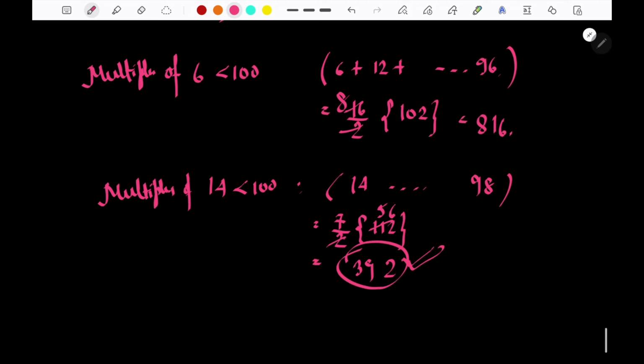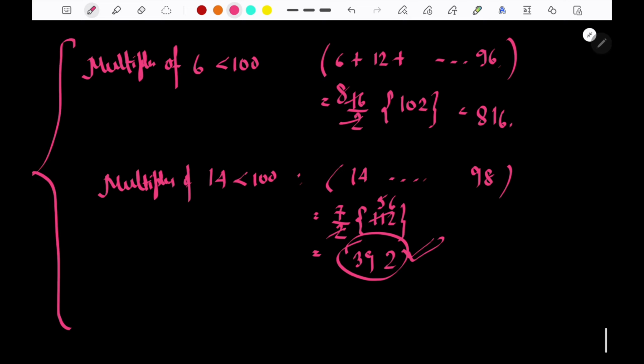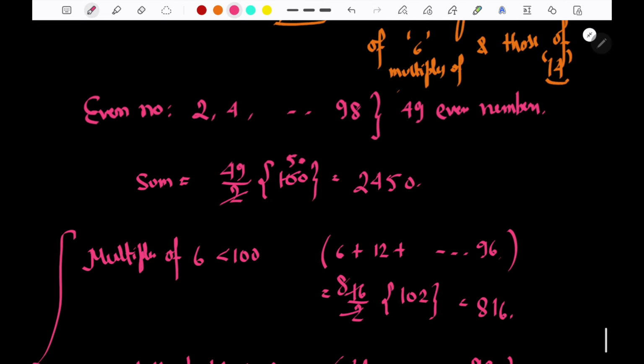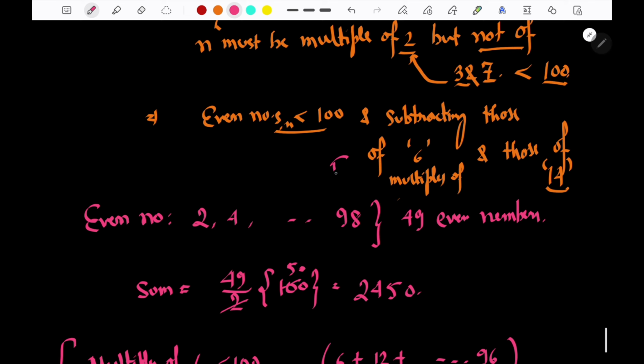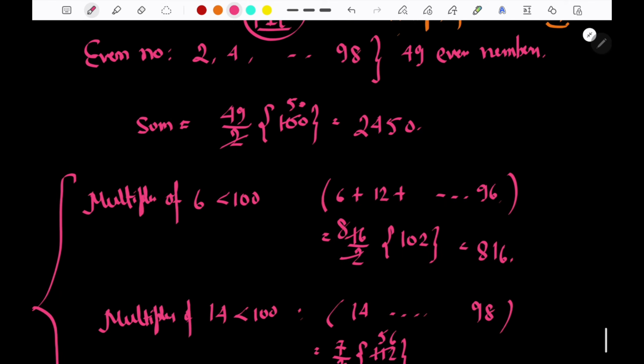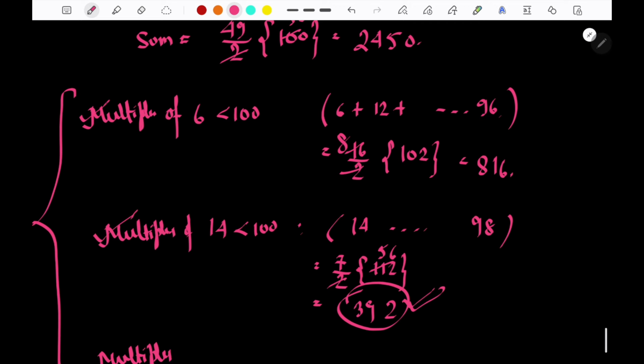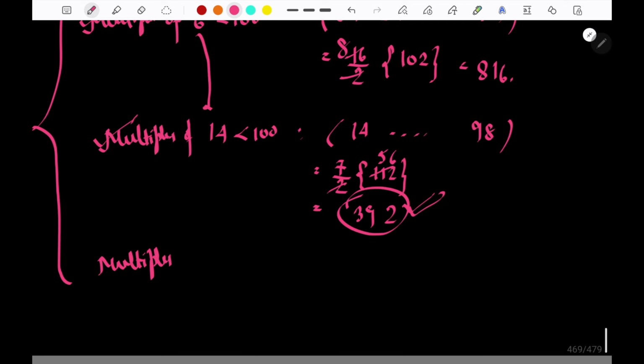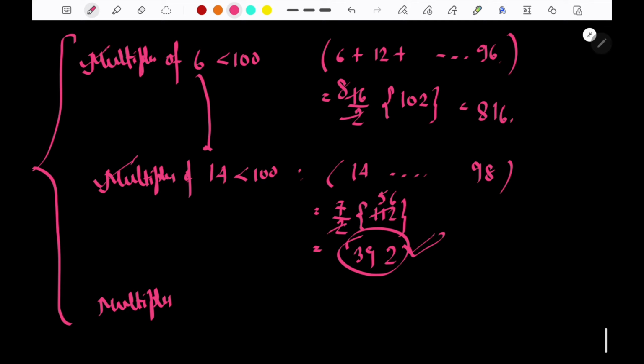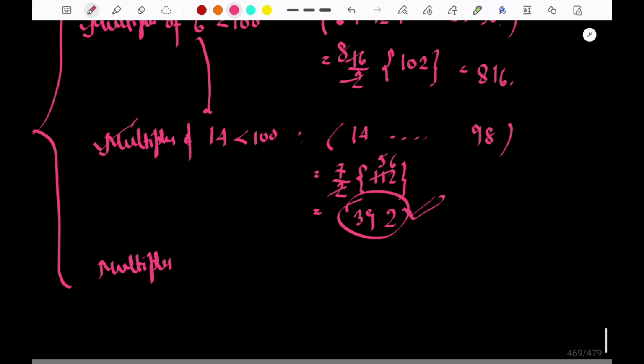So this is 392. But if we are subtracting these multiples of 6 and 14, what are we required to do? If there is a subtraction sign, it means the PIE principle is being applied. So for applying PIE, first we are required to check what were the even numbers restricted. Now we check multiples of 6 and multiples of 14. But in these two cases, there will be some extra counting. Why? Because some numbers will have 6 and 14 both as common factor. So we need to subtract those numbers.